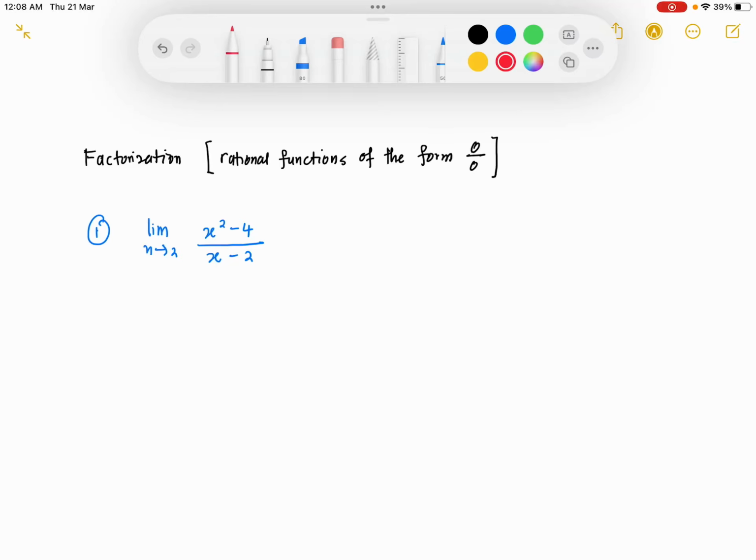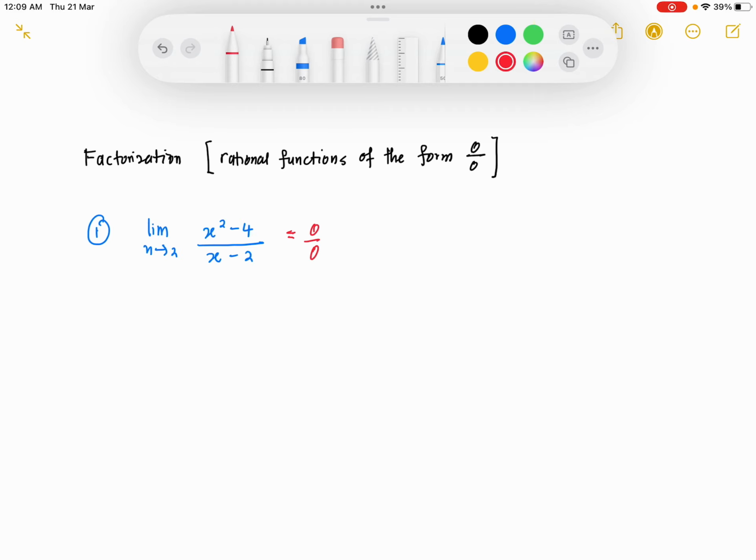Hi student, in this video I will show you how to find limit using factorization. For the case when we have a rational function and then we substitute the value, we get the form 0 over 0. For example, we have limit x approaches 2, x square minus 4 divided by x minus 2. When we substitute x equal to 2, the numerator is 0 and the denominator is also 0. So we get the form 0 over 0.